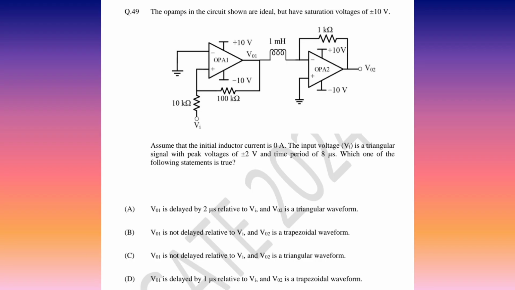So it is clear that our output VO2 is a trapezoidal waveform, and my VO1 was also delayed by 1 microsecond relative to VI. So my answer is option D.